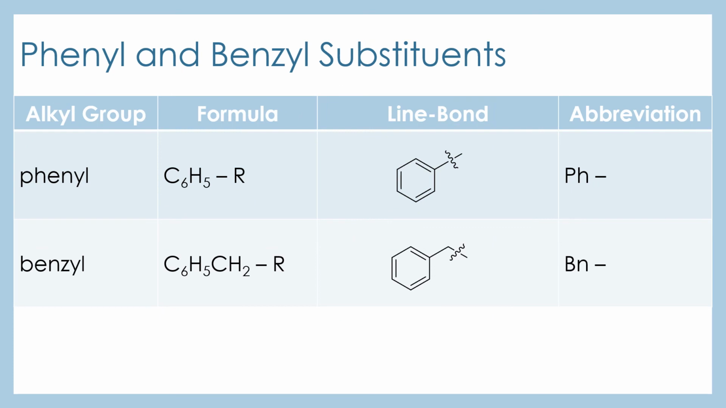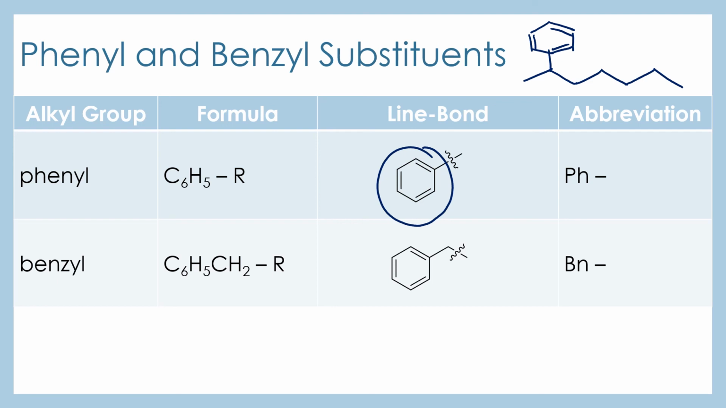So our last substituents that we need to learn before we move on to functional groups are phenyl and benzyl substituents. So phenyl and benzyl are both substituents that contain a benzene ring, but they are connected by a different number of carbons. So when you have the phenyl alkyl group, it is attached directly to something else. So for example, if we have a 7-carbon chain and a benzene is directly attached to carbon number 2, this would be called 2-phenylheptane.